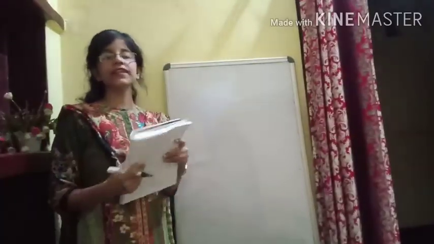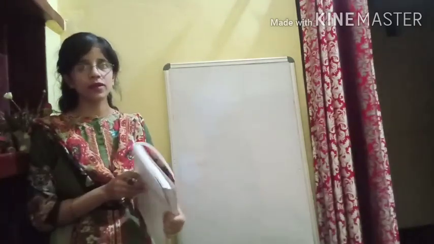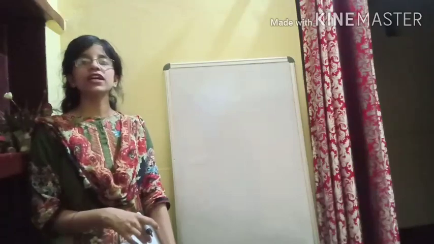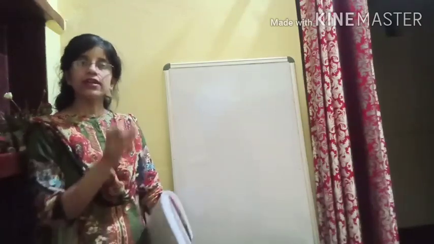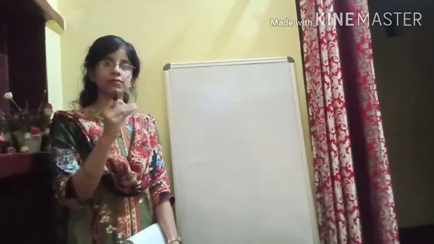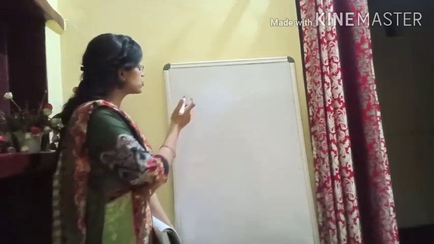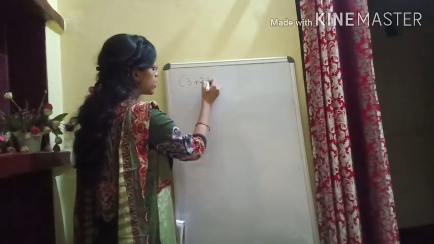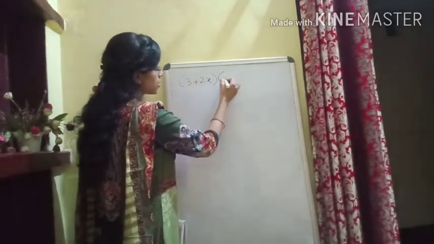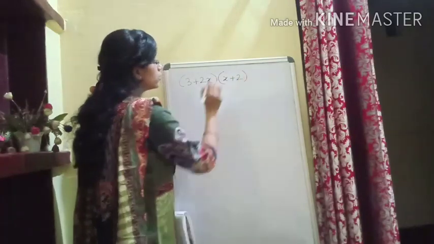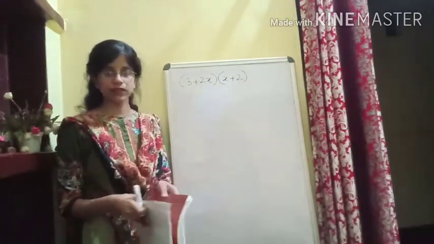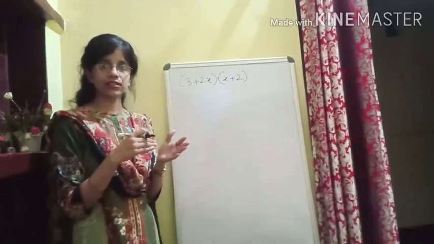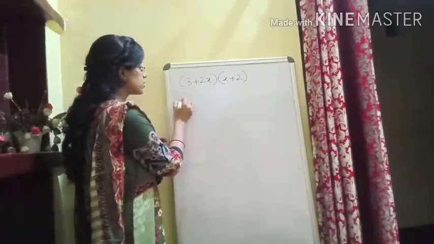After this we have another type of question in which you have to multiply two brackets. First we used the identity a plus b whole square, next a minus b whole square, and next a plus b plus c whole square. Now we are going to see a question like (3 + 2x)(x + 2). Here two brackets are given and you have to write the expansion of this. I hope you have learned this in the last class or previous year, how to multiply two brackets.